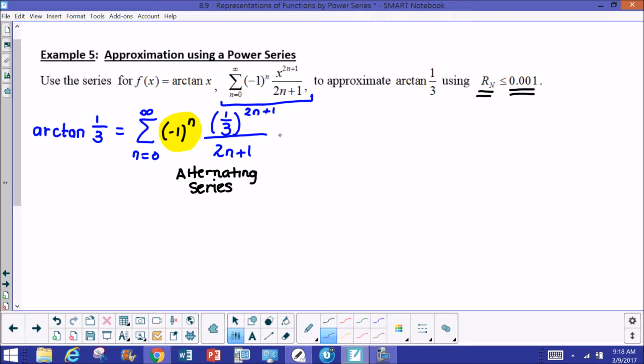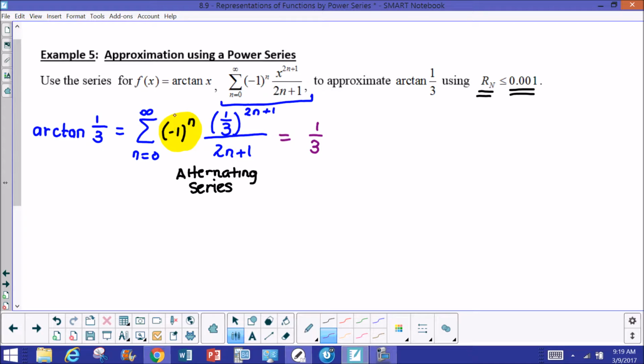To find this, the best way is just to start listing out your terms. We're going to begin with n being 0, and of course -1 to the 0 is going to be 1. By the time we raise 1/3 to the first power and divide by 1, our first term is going to be 1/3. I doubt we can stop the problem at this point and say that would be our approximation, because we're pretty far away from having a term with a value less than 1/1000. So we're going to continue this.